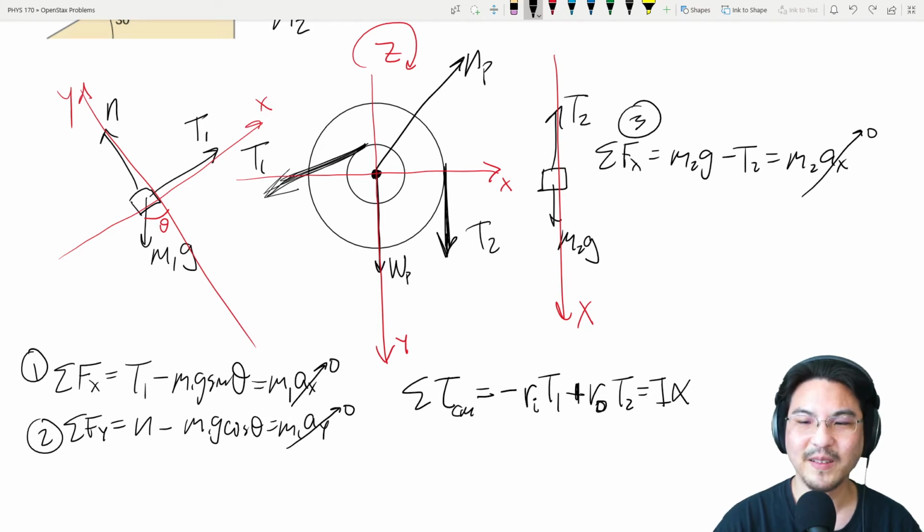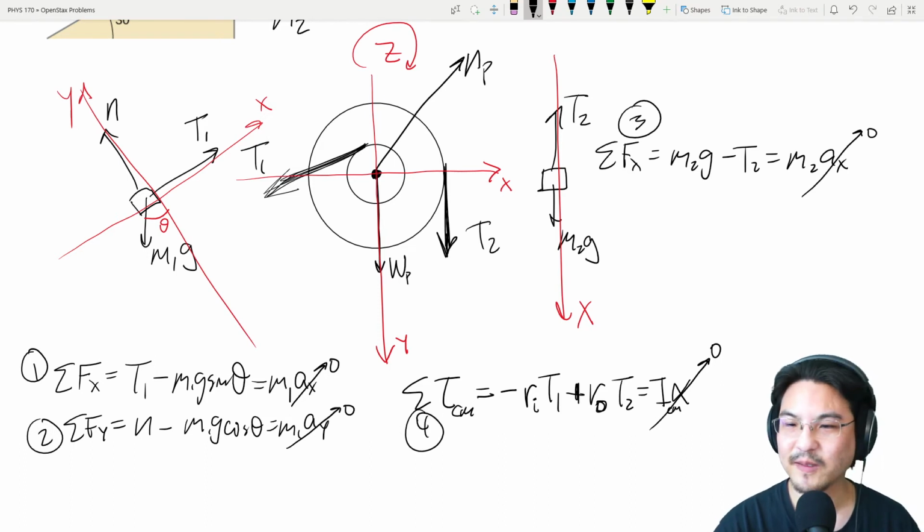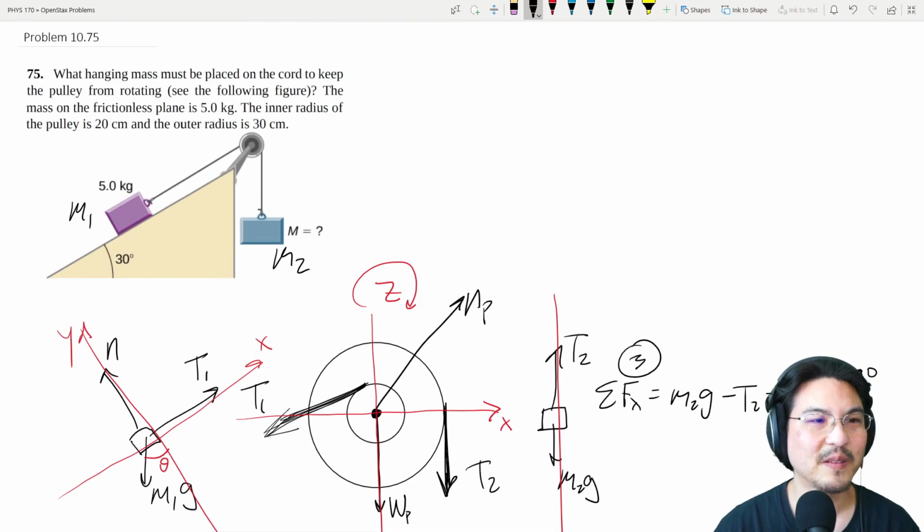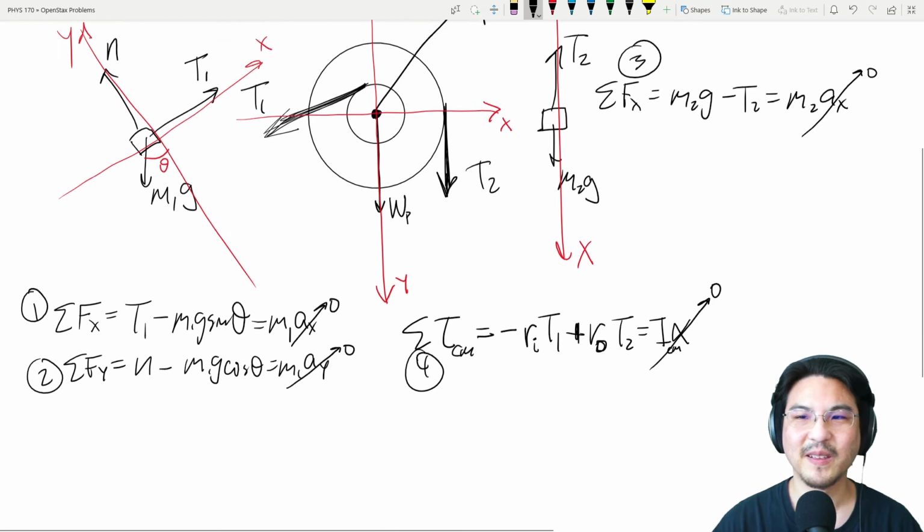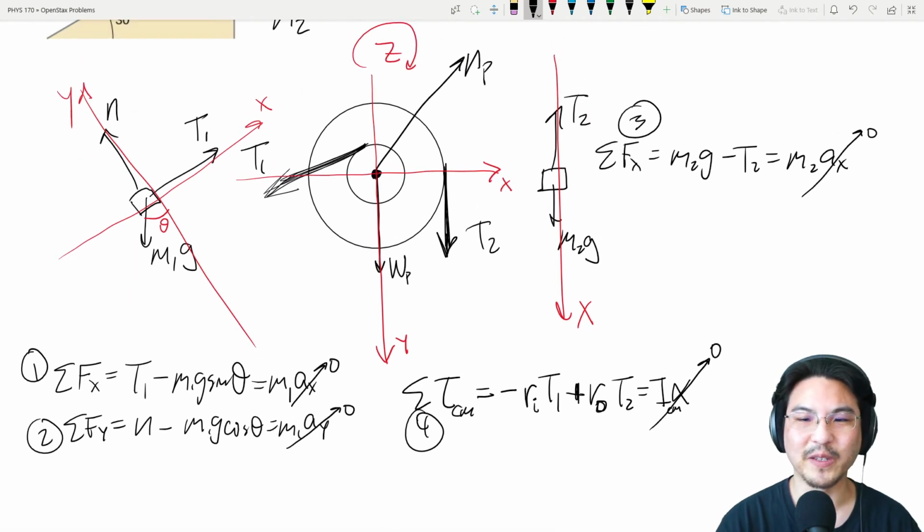Which I? Because I summed torque about the center of mass, this is the moment of inertia about the center of mass. However, we're looking for where the pulley is not rotating, so where there's no angular acceleration. Okay, so we have these 4 equations. What are we trying to solve for? The mass. Okay, so for these 4 equations, what's unknown?